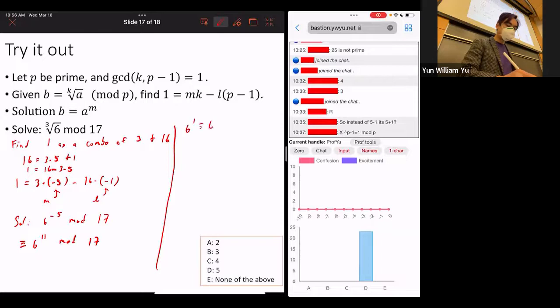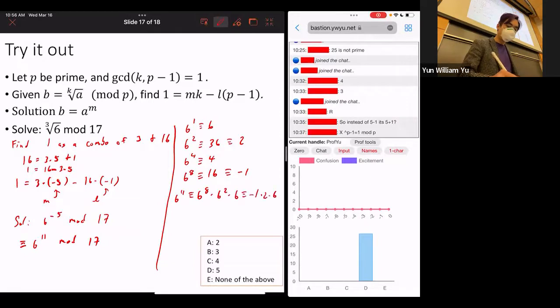So 6 to the 1 is congruent to 6. 6 squared is congruent to 36, which is congruent to 2. 6 to the 4 is congruent to 4. 6 to the 8 is congruent to 16, which is congruent to minus 1, which makes life a little bit easier. And then 6 to the 11 is congruent to 6 to the 8 times 6 to the 2 times 6, congruent to minus 1 times 2 times 6, which is congruent to minus 12, which is congruent to 5 mod 17.